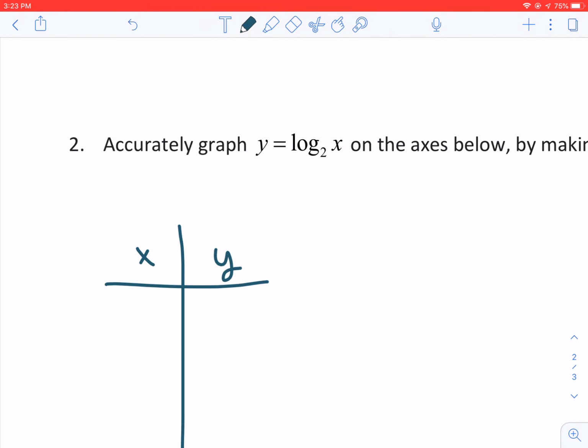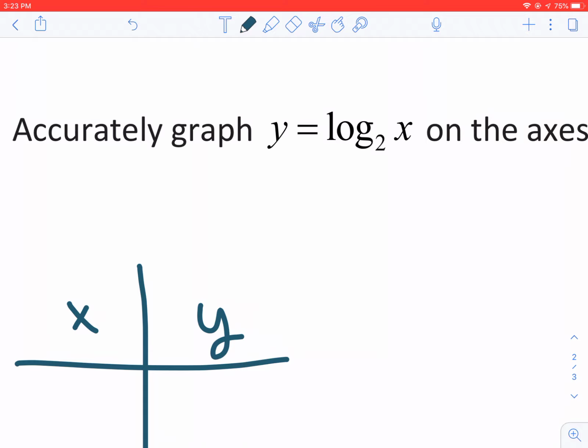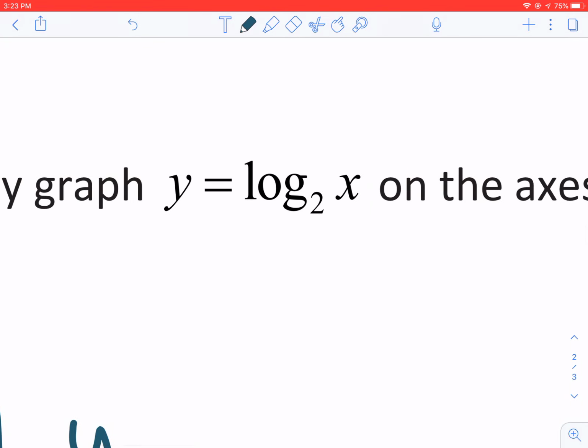So what you might try to do is just plug in a random value for x like we would normally do. So if I plugged in the 5 for x, this is saying 2 to the what power is equal to 5. I have no idea. It's going to be in between 2 and 3, right? Because 2 squared is 4 and 2 cubed is 8. So I don't know 2 to the what is 5.